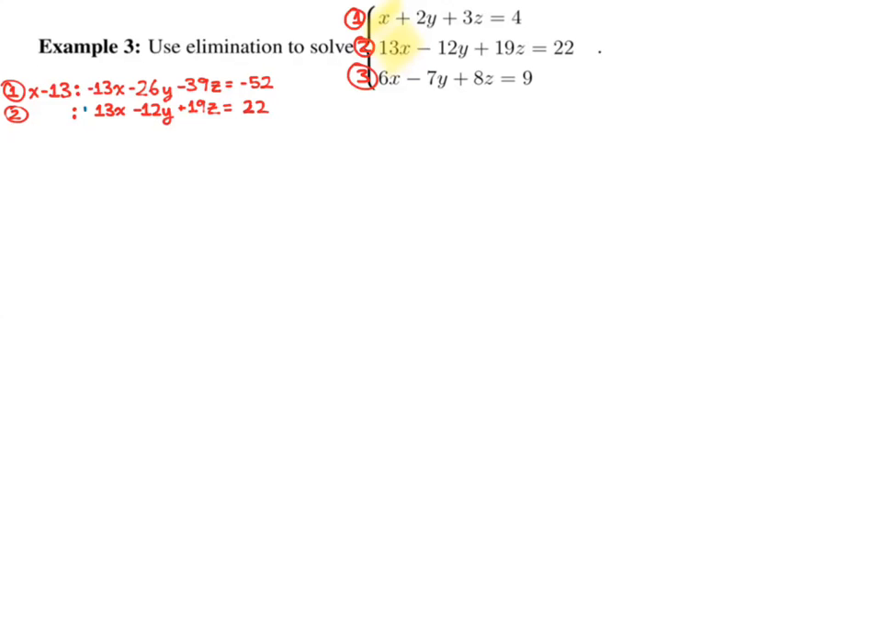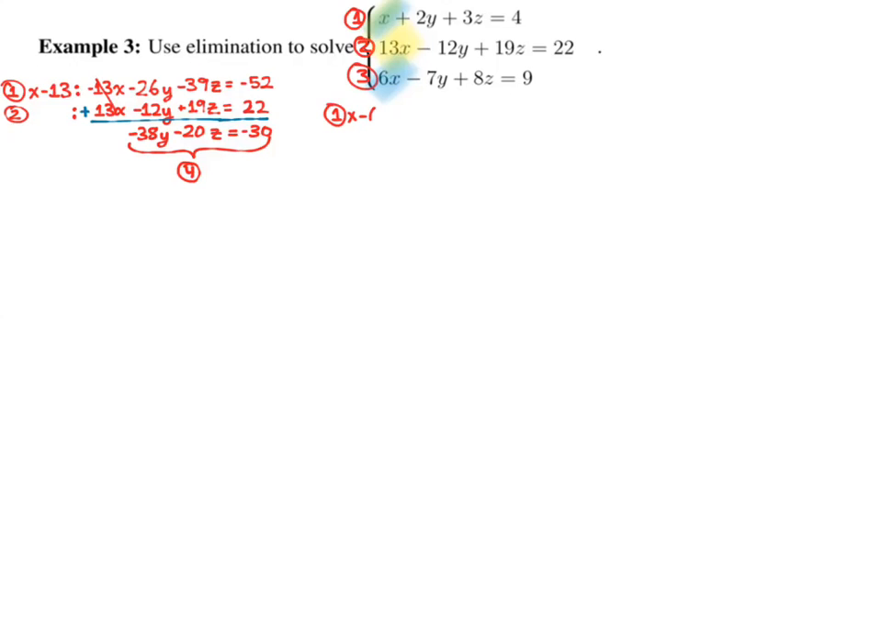Go ahead and add them up, and boom, the x's are gone. That was kind of the goal. So negative 38y minus 20z equals negative 30. We'll call this equation 4. And then we need to get rid of the x's again. So in this case, maybe the first and the third equation.